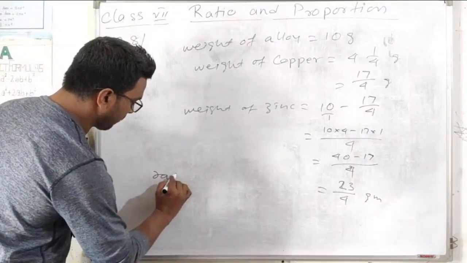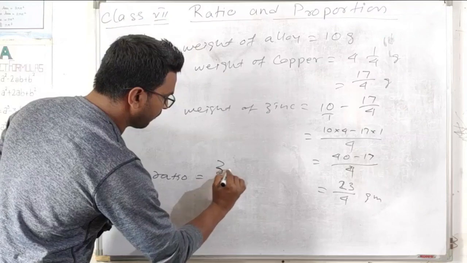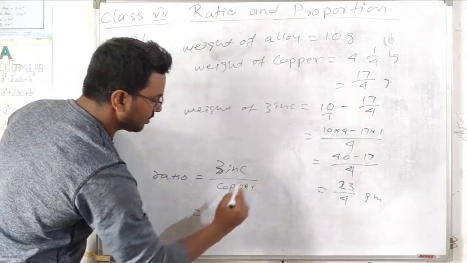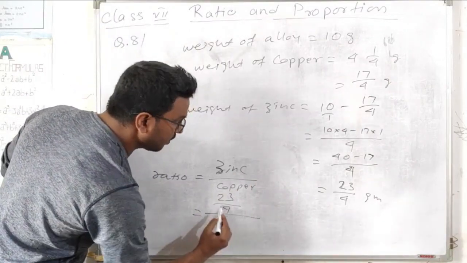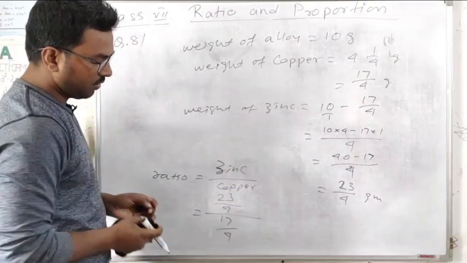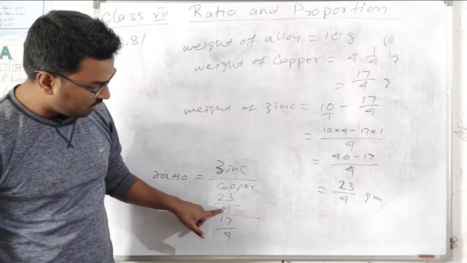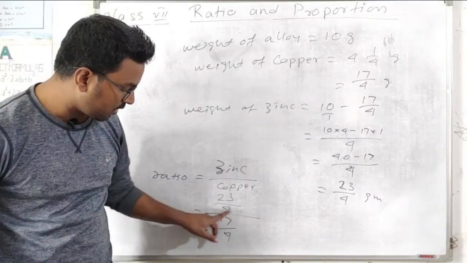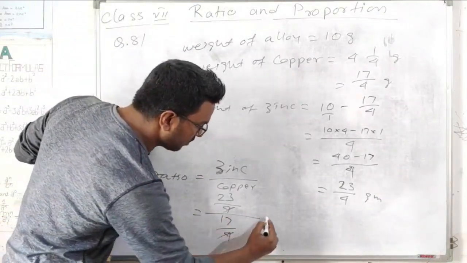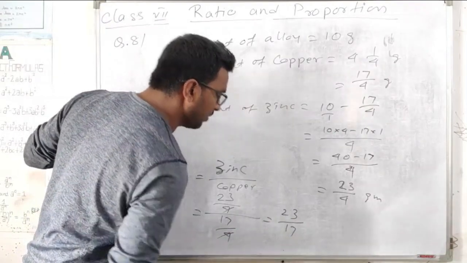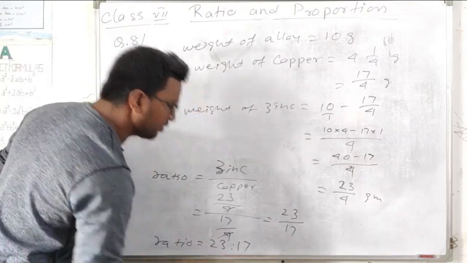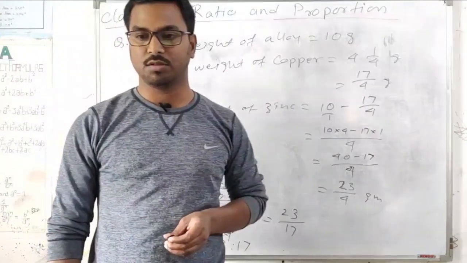So ratio, zinc to copper. So zinc is 23/4 and the other one is 17/4. Now here you see, in the numerator the denominator is 4 and in the denominator again there is a denominator that is 4, so we can cancel it. Okay, so we can cancel it. So the ratio will become 23:17.